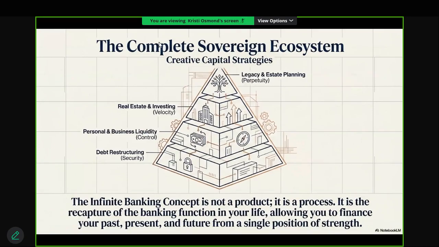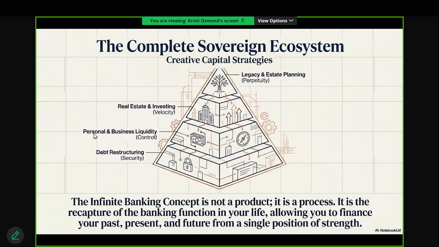So this is kind of like the complete sovereign ecosystem. What we're basically saying is we've got this base layer right here, which is your security. And again, we talked about focusing on debt structuring. If that's the layer you need to focus on, that's kind of your focus point.